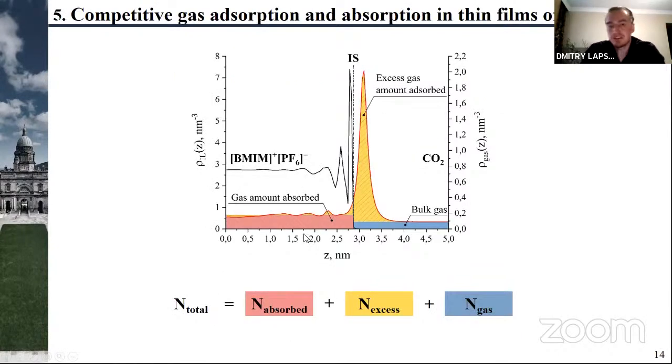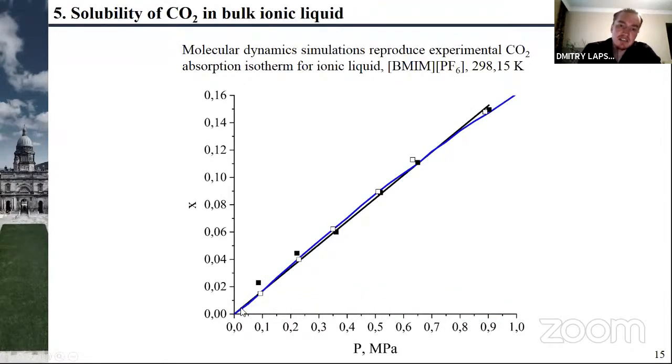What is also important to say is that now we can actually find a region of the bulk ionic liquid which actually acts as bulk liquid and does not feel the influence of the interface. So in this picture, I'm showing CO2 absorption isotherm for ionic liquid, and this picture tells us two things. The first thing is that the liquid phase definitely behaves as bulk ionic region, and also computational simulations can reproduce experimental CO2 solubility in this ionic liquid.